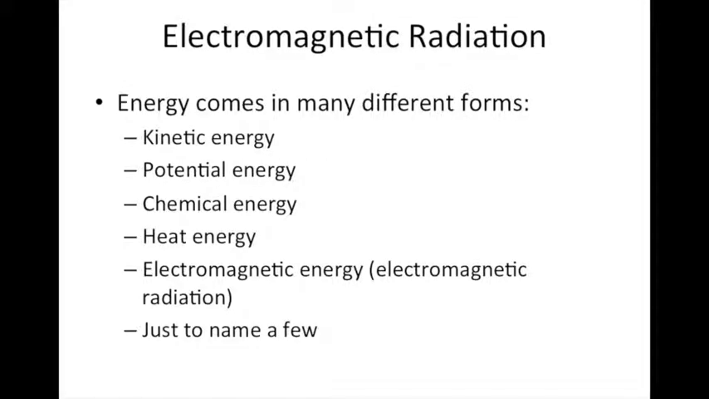In this video, we're going to discuss electromagnetic radiation. Electromagnetic radiation is a form of energy, and there are lots of different types of energies: kinetic, potential, chemical, heat energy. So in this video, we're going to focus just on electromagnetic radiation or electromagnetic energy.